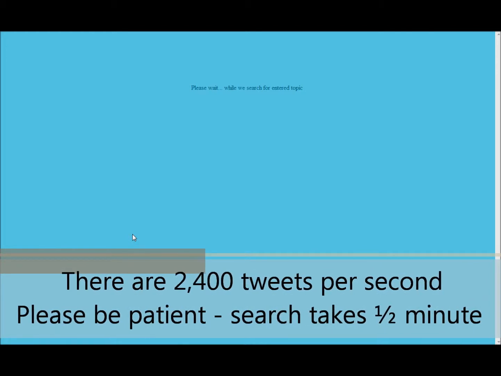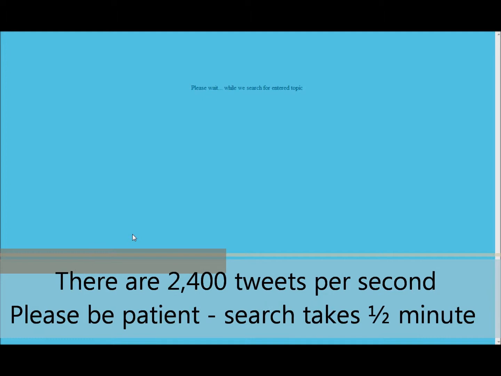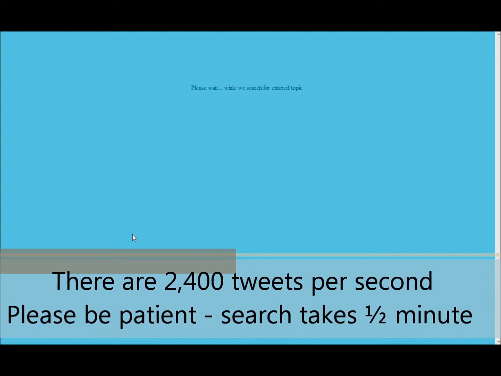Now we're going to be searching every single tweet ever made. There are 2,400 tweets made per second, so each search does take about half a minute. Please be patient and we will get these results to you.